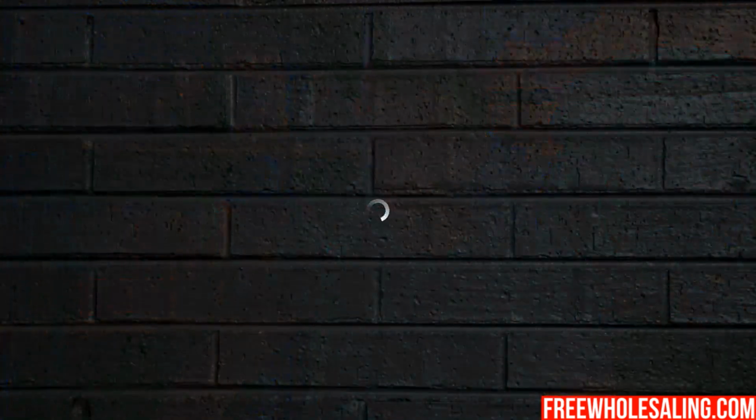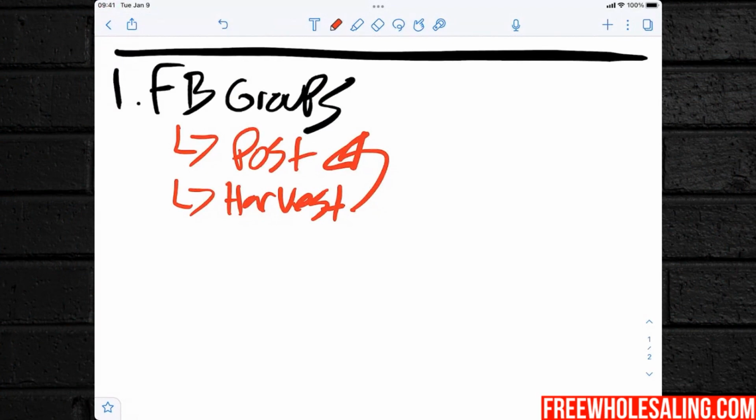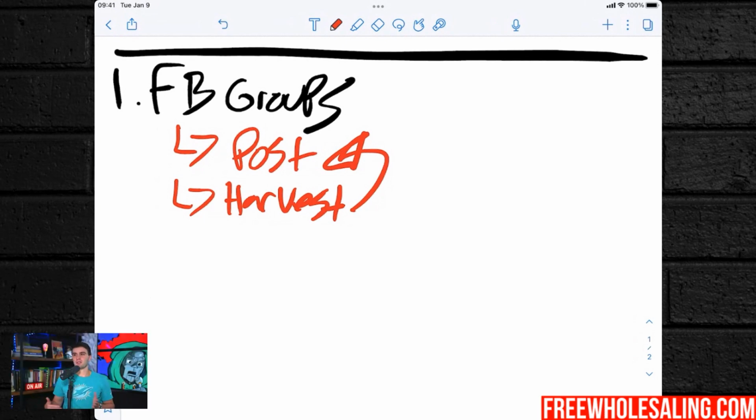I know I'm glossing over a lot of this stuff, but I'm glossing over it because it is all free. The insanely detailed tutorials on it are at freewholesaling.com, and it really works well, guys and gals. So that is what we're talking about with the first part, Facebook groups. People understand what I say, but they don't go as hard in the paint as they should with it. Facebook groups are amazing, guys. Again, just recapping, there are 2 things: posting and harvesting.